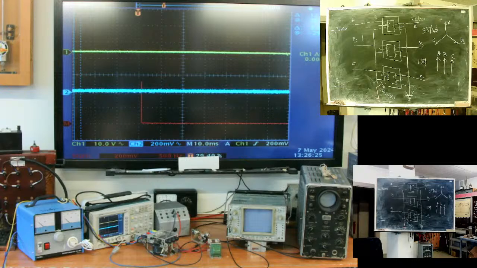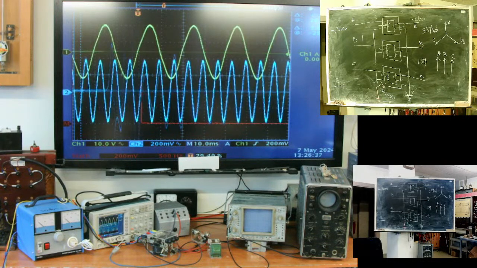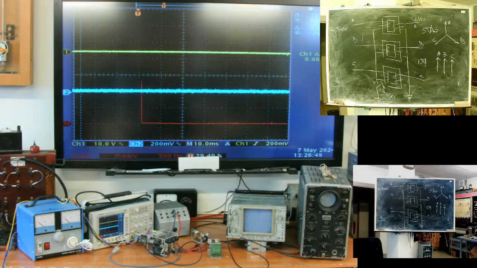See the difference? Come on. When you start? 250 volts. Stop. And in 1 second, I will go back to 230.